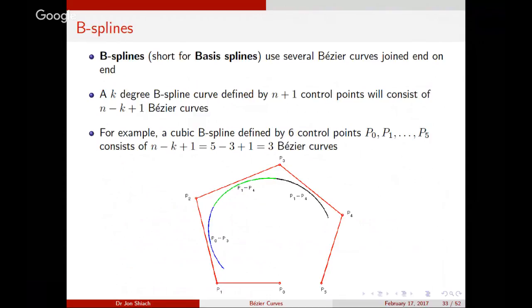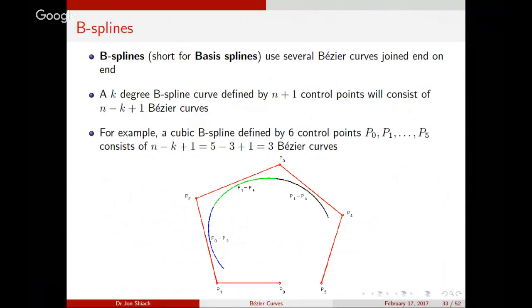Let's use this example. Say we've got a cubic B-spline, so k is 3, and we have 6 control points, P0 to P5. Sorry, so n is 5 there. N is the subscript of the last control point, and we always assume the first control point has subscript 0. So n is 5, and 5 minus k plus 1 gives me 3 Bezier curves.